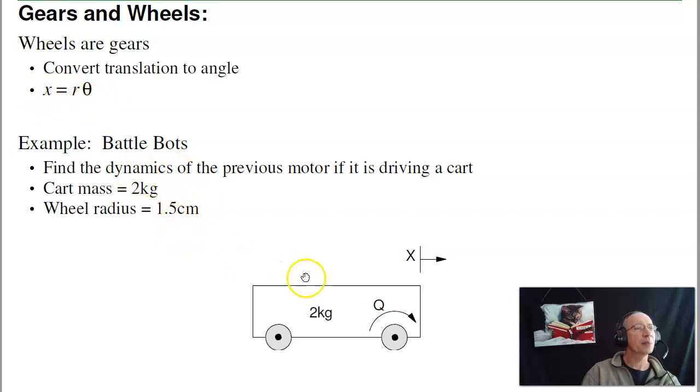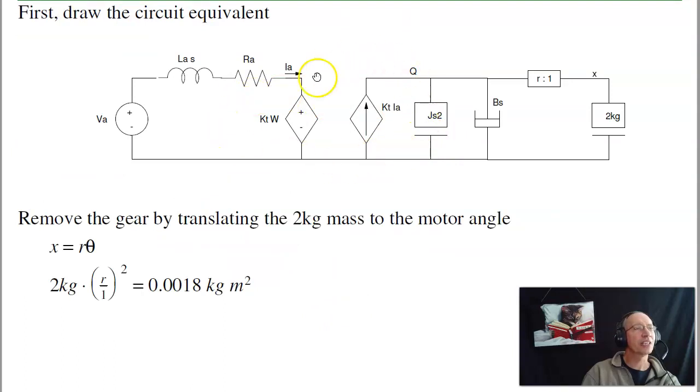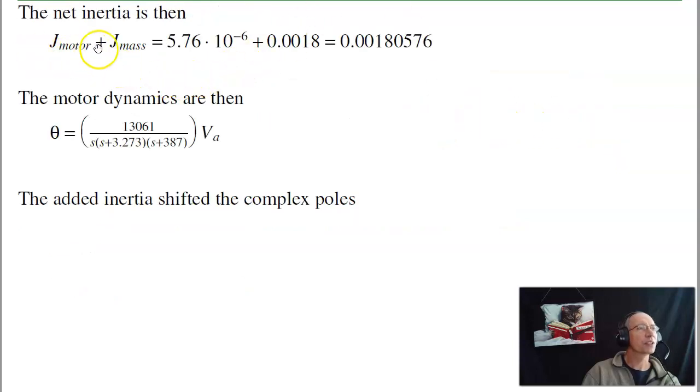If I take that same motor and connect it to a BattleBot that weighs 2 kilograms, and the wheel has a radius of 1.5 centimeters, I get this. Same motor we had before. I now have a gear attached to 2 kilograms. Bring the 2 kilograms through the gear, it goes as the turn ratio squared, 0.015 to 1 squared, so this 2 kilograms becomes 0.0018 kilogram meter squared. These are in parallel. That adds to the motor's inertia. So the total inertia becomes the motor plus the BattleBot, which gives me the net inertia.